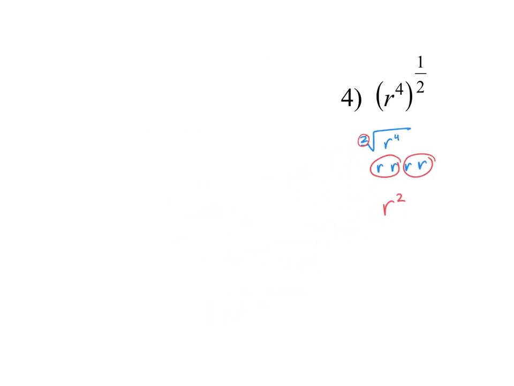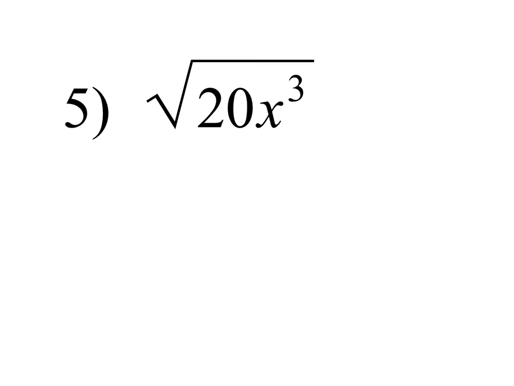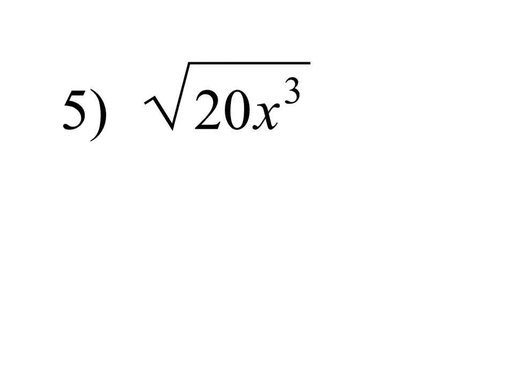All right, number 5. So here my radical is already there. What's my index on the radical when it's not written? 2. So I need to circle groups of 2. So let's break everything down. What are 2 factors of 20? 5 and 4. So 5 is a prime number. We're just going to rewrite that there. What are 2 factors of 4? 2 and 2.